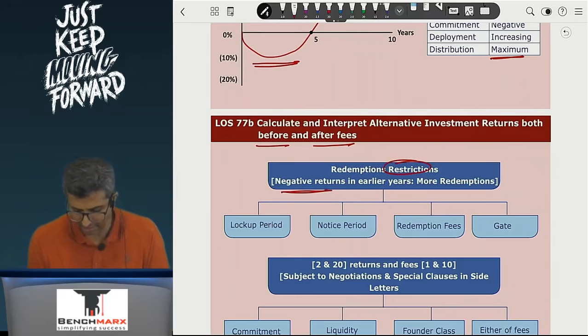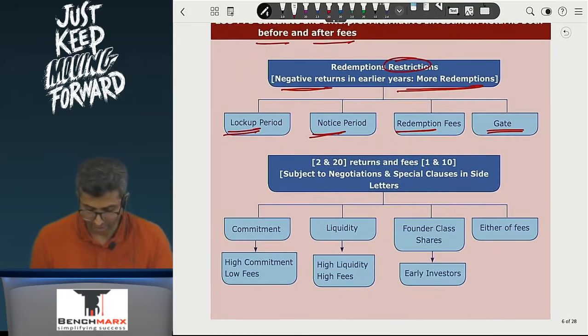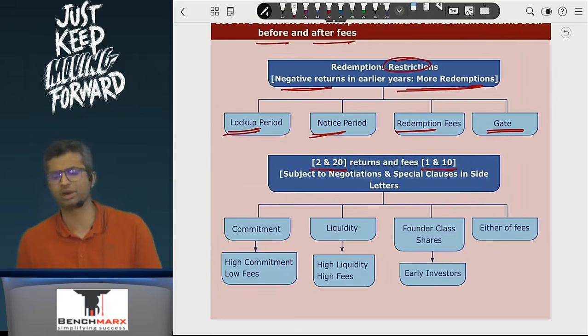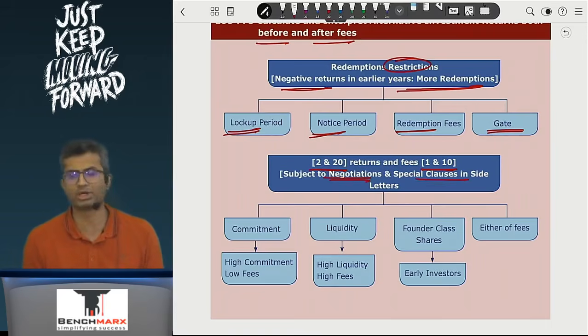There can be negative returns in earlier years, so there can be more redemptions. So to avoid that, there can be a possibility of a lockup period, notice period, redemption fees, and even liquidity gates. The returns, as we said, are usually 2/20 returns, or even 1/10 in certain cases. Like a fund of funds might have 1/10, but most of the hedge funds or private equity funds have a 2/20 structure, but they are subjected to negotiations and special clauses which can be incorporated in the side letter.